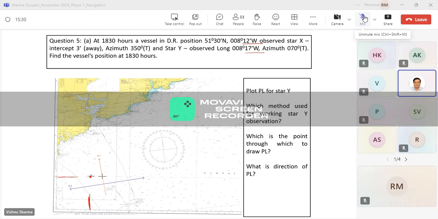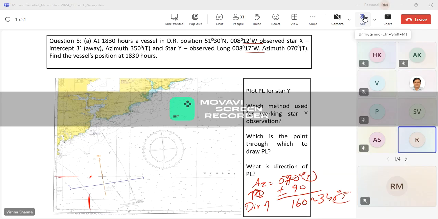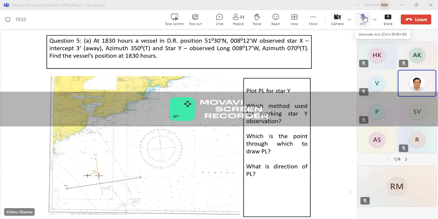And the PL will be drawn perpendicular to azimuth. Azimuth is 070 degrees true. PL is plus or minus 90, so the direction of PL will be 160, 340. Am I right, guys? Yes or no? Yes. This is the azimuth. This is the PL.